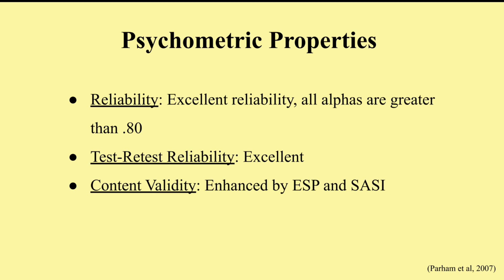The SPM manual completed multiple studies that measured the psychometric properties of this assessment, including measuring responsiveness, reliability, and validity. These were the results that they found. The ideal results for behavior rating scales is reliability with alphas of 0.8 or greater, with a score of 0.7 or greater being acceptable. The SPM scale scores were very highly correlated across the 2-week retest interval. The SPM's content validity is enhanced due to the ESP and SASI being utilized to create this assessment.